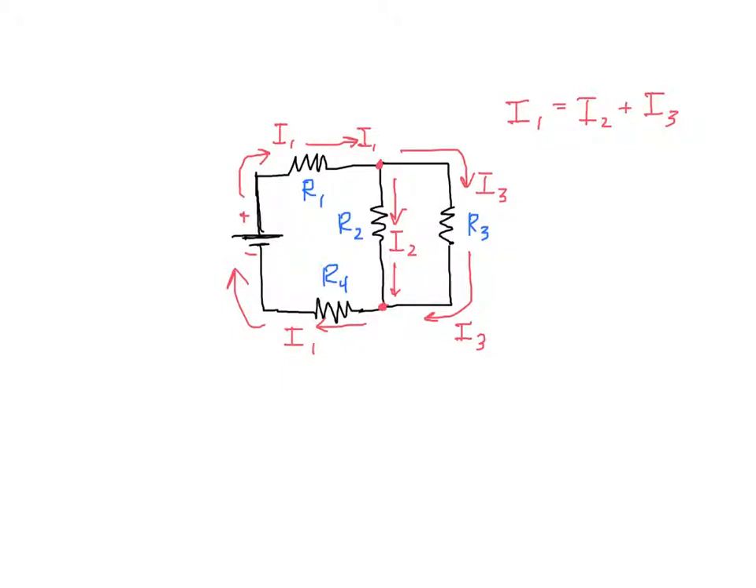Because this circuit is a little different, when you get to this top junction point right here, the current has a choice of which direction to go, and then it comes back together down here. Because there is a choice of which branch to go through, this is not a series circuit. We say that R2 and R3 are in parallel. So this is actually a parallel arrangement.